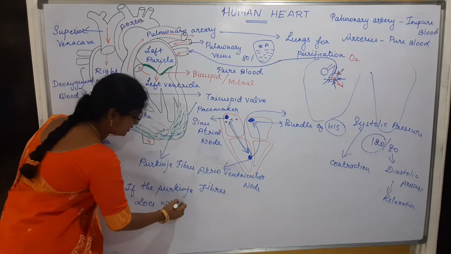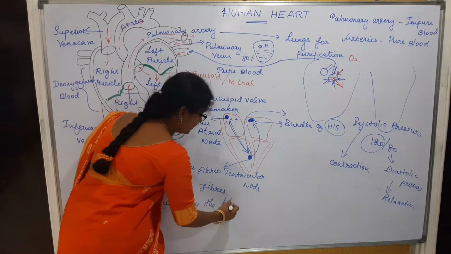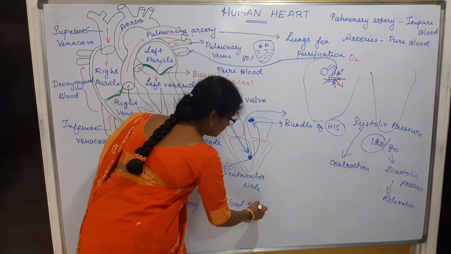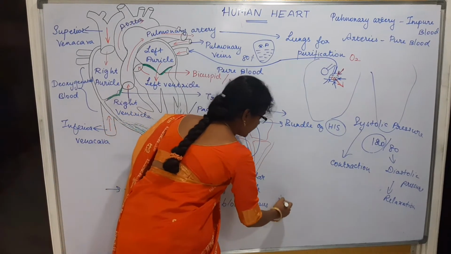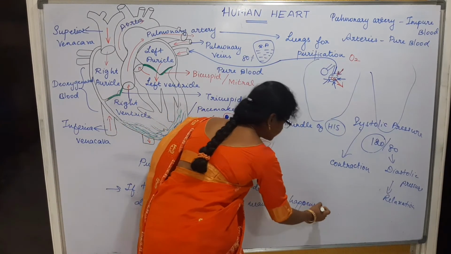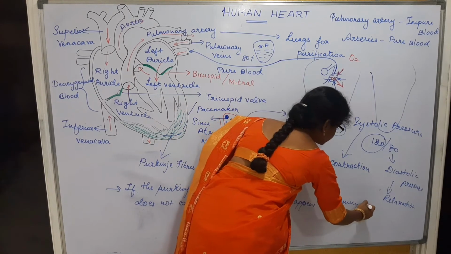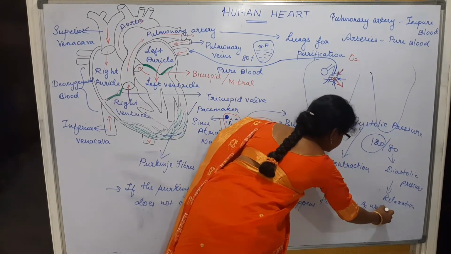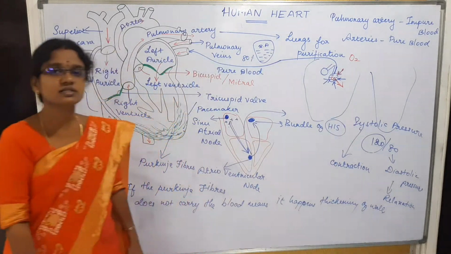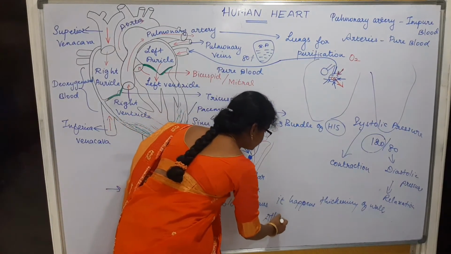do not carry the blood, what happens? The walls of the heart thicken. What is this called? This is called atherosclerosis. That is the disease related to this process.